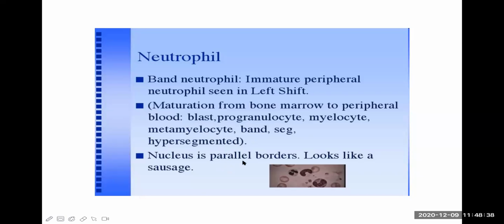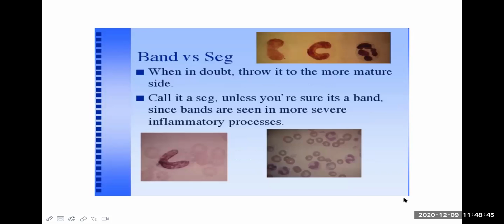Nucleus has a parallel border here and looks sausage shaped in case of band cell. Now, band versus segmented neutrophil. I don't need to explain this further because you already know how to identify them. Very clear picture. This is a band cell and this is a segmented neutrophil.